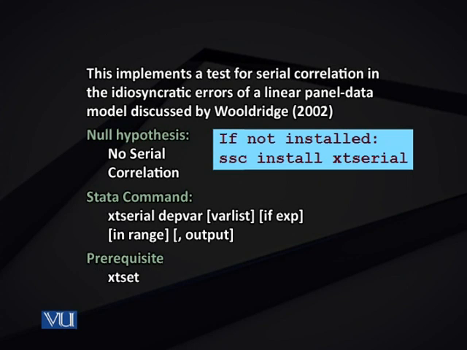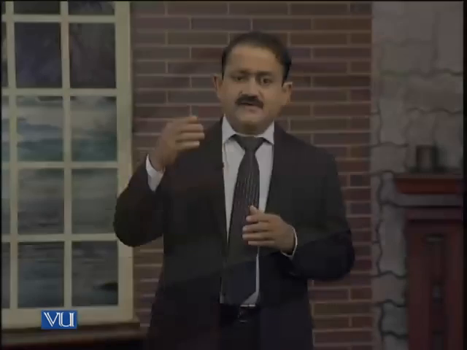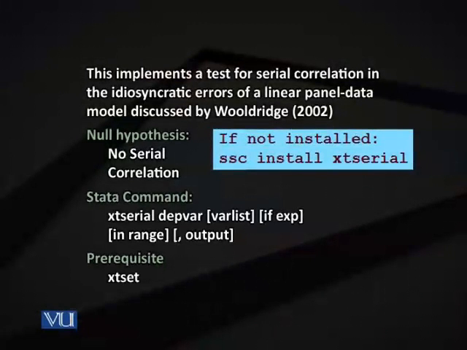As you see some prerequisites of this test on the screen, we have xtset as a prerequisite, because xtserial is a command independent of whether you have run the regression or not. So you'll see xtserial and give the variables with this command: xtserial, log of wages and list of independent variables. But with a prerequisite that you have already set the panel variables. As you see, this implements a test for serial correlation in the idiosyncratic errors of a linear panel data model. So we are using linear models. You can see it in the 2002 Wooldridge development.